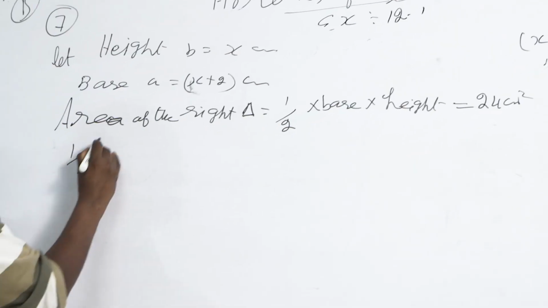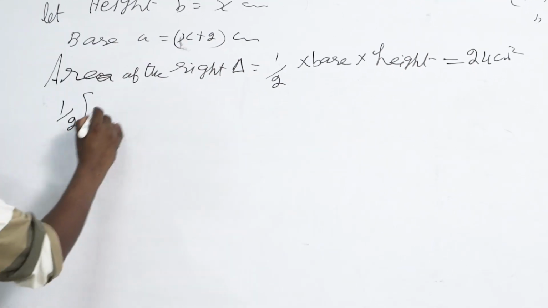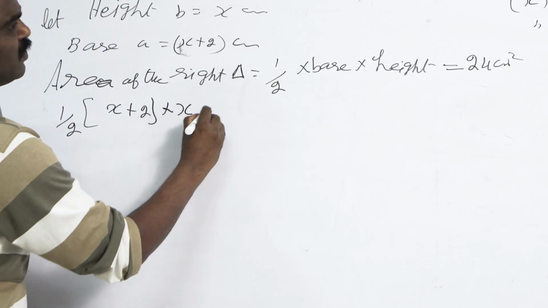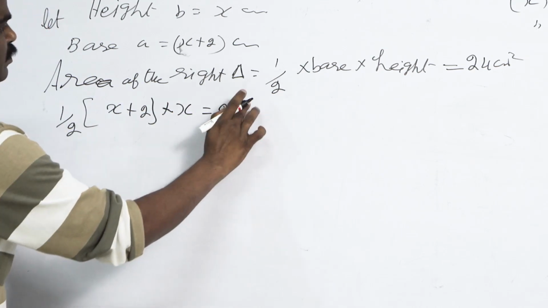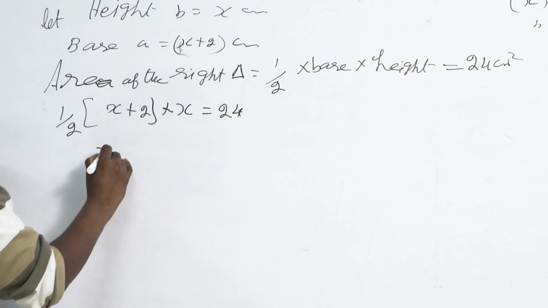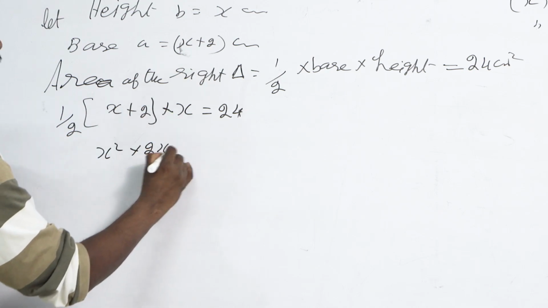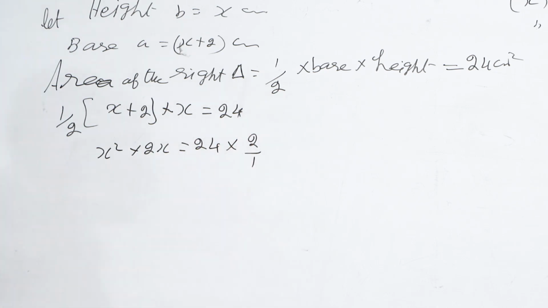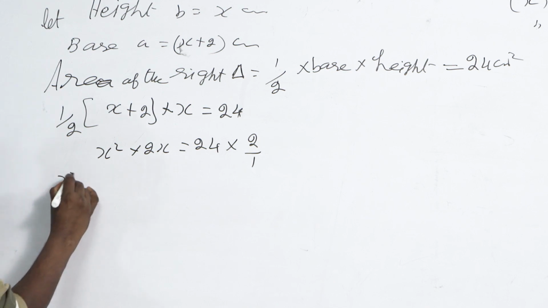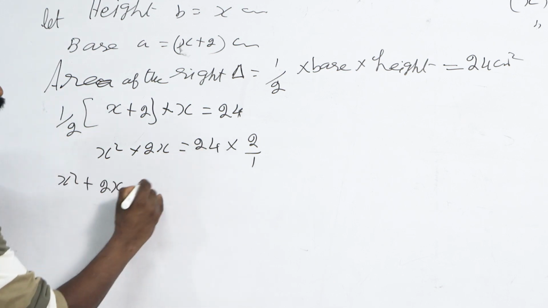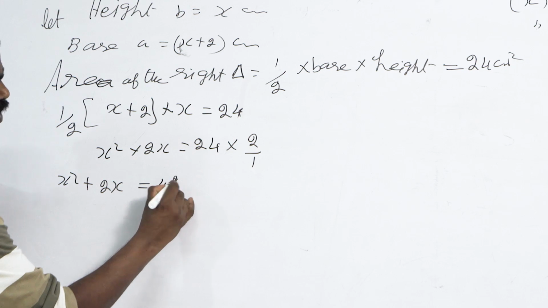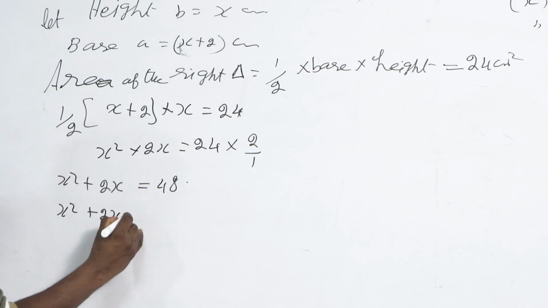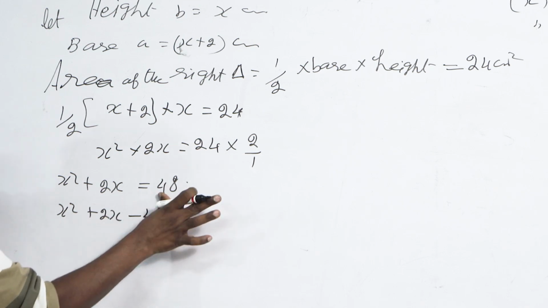So 1 by 2 into base, how much? X plus 2. Height is how much? X. So the area is 24. X into x, x square, x into 2, 2x, equal to, it will be reverse, 24 into 2 by 1. Okay. X square plus 2x, 2 into 24 how much? 48. X square plus 2x, bring this side, minus 48 equal to 0.